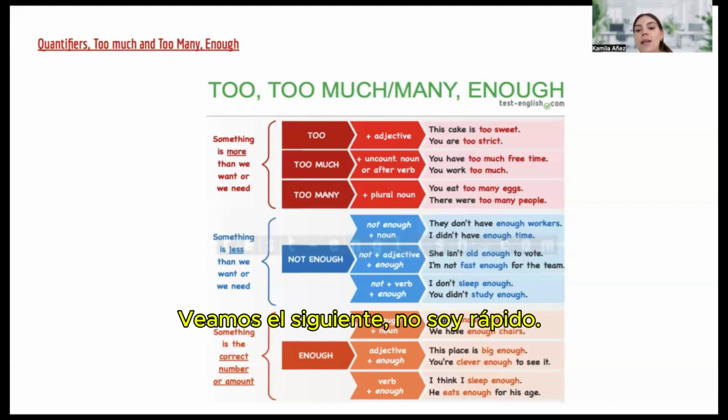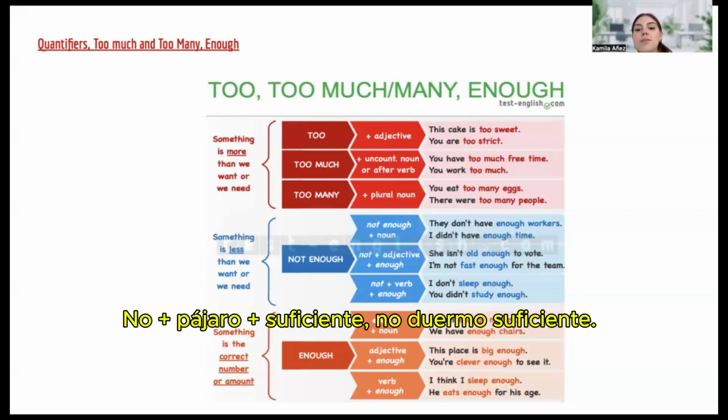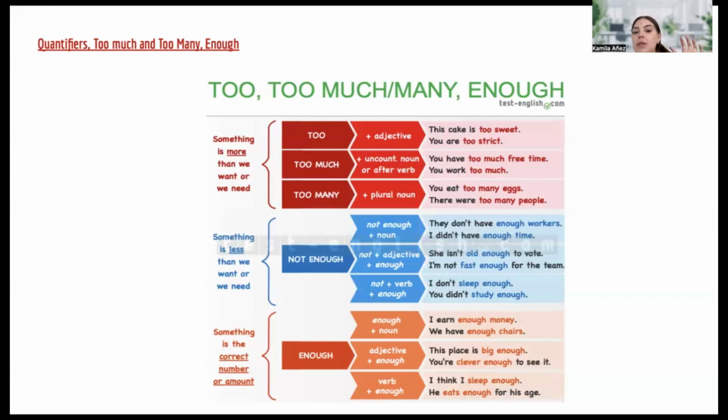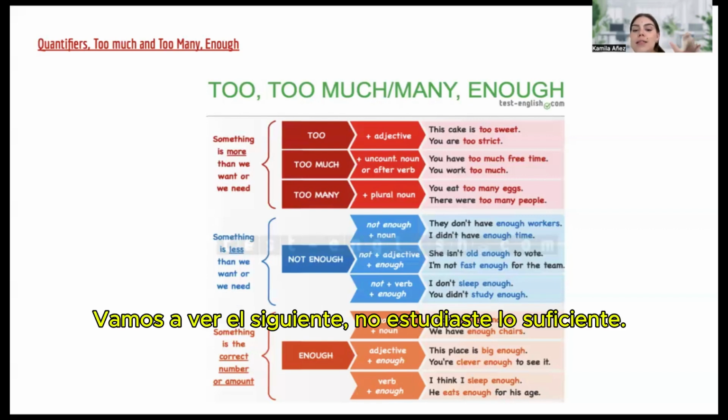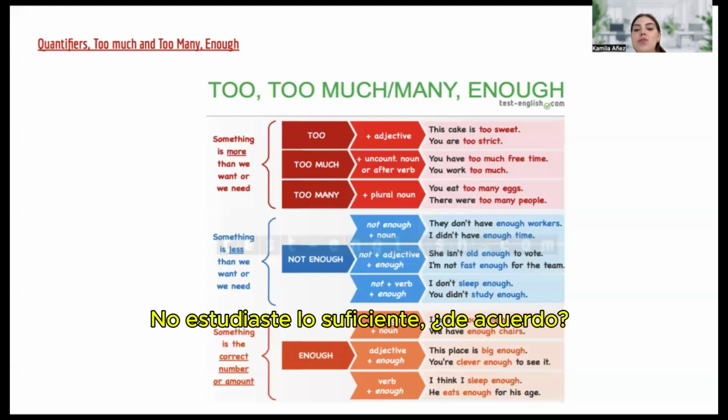Let's see the next one. I am not fast enough for the team. Fast is the adjective. Not plus verb plus enough. I don't sleep enough. I do not sleep, verb, enough. Let's see the next one. You didn't study enough. You did not study, verb, enough.